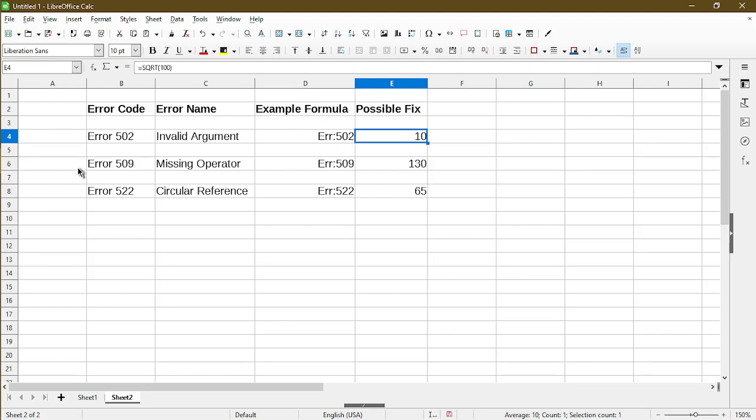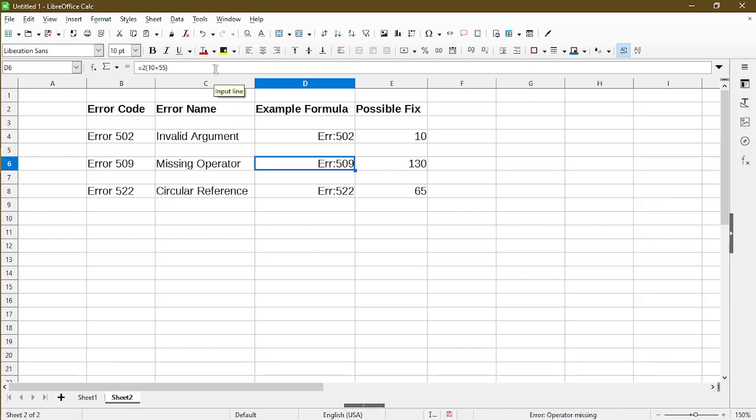So next error is 509. This one is a missing operator. If we take a look at the formula, I'm basically trying to get a product after summing 2 numbers, but really this is a typo and Calc doesn't like it. It's because it expects the multiplication sign after the number 2. So the easy fix to this is to type in the asterisk to represent multiply, and we have the value of 130. Now the third error is error 522, which means circular reference.